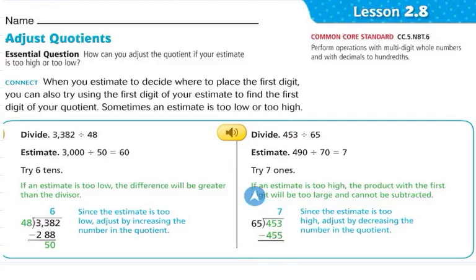So now, boys and girls, notice, if the estimate is too high, the product with the first digit will be too large and cannot be subtracted. So now we see, is 455 larger than 453? Yes. So because that's the case, the estimate is too high, and what we can do is decrease the number in the quotient. So instead of using 7, we're going to bump down and use 6.